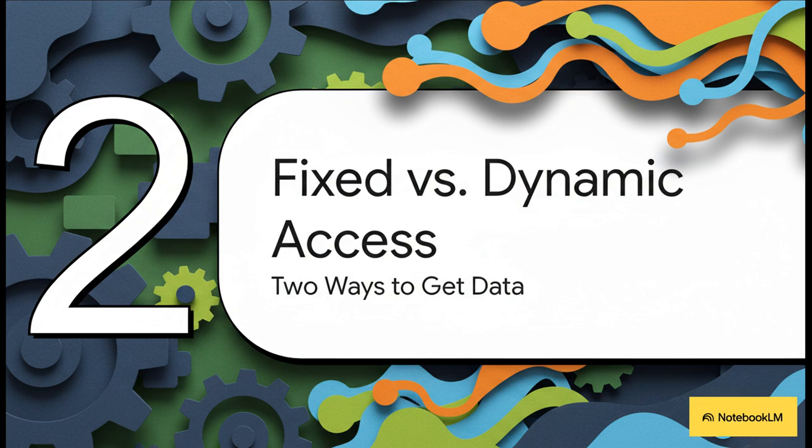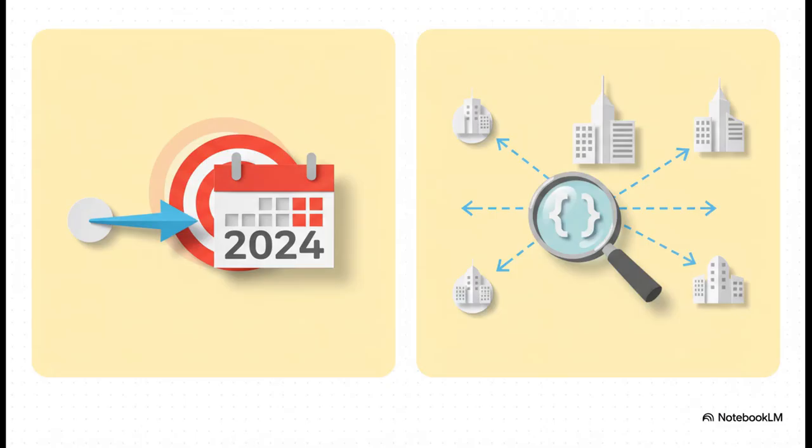Okay, but here's where it gets really interesting. MCP actually offers two different kinds of resources, and this gives developers a ton of flexibility. Let's break down the difference between what we call fixed and dynamic access. So, on one hand, you have direct resources. These point to one specific thing, like your calendar for the year 2024. It's a fixed, direct link.